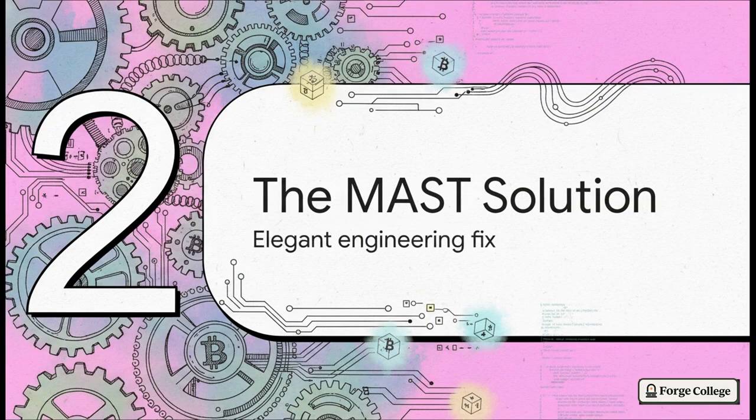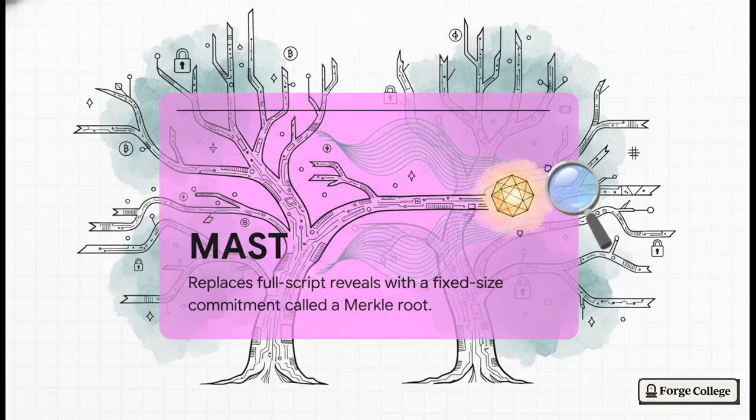Moving to Section 2, the MAST solution. Let's look at this elegant engineering fix. MAST stands for Merkelized Abstract Syntax Tree. Don't let the name intimidate you. Simply put, it's a data structure that replaces explicit full script reveals with a single, fixed-size commitment called a Merkle root. Think of it as an invisible prototype, kind of like a tree with multiple branches of spending conditions. When it's time to spend, the branches you don't use simply get snipped off and stay hidden from the public forever.